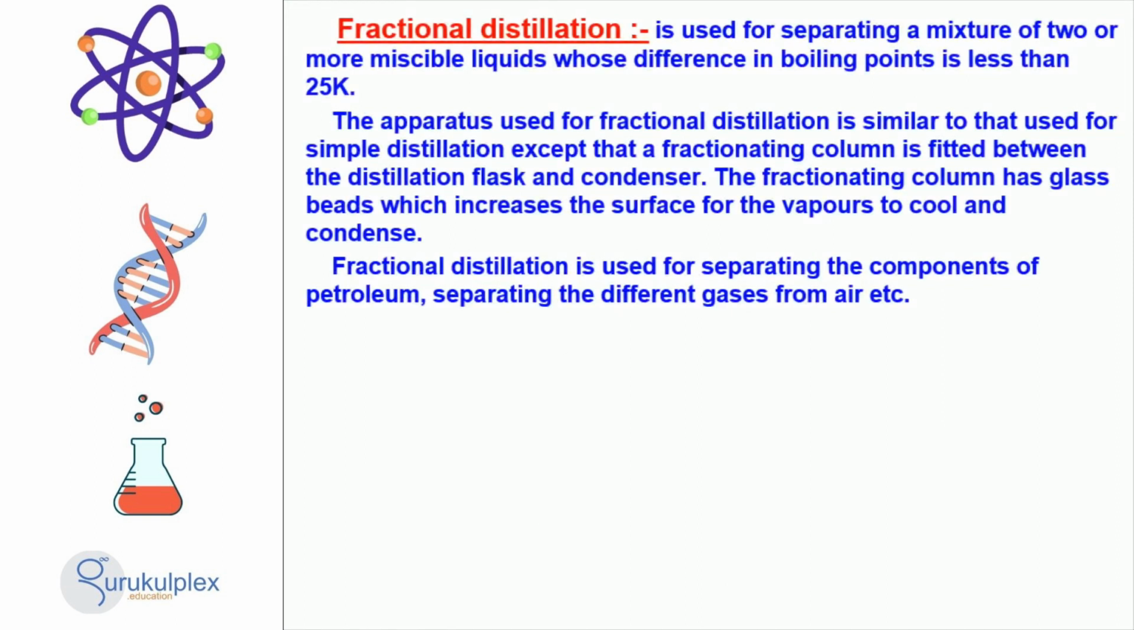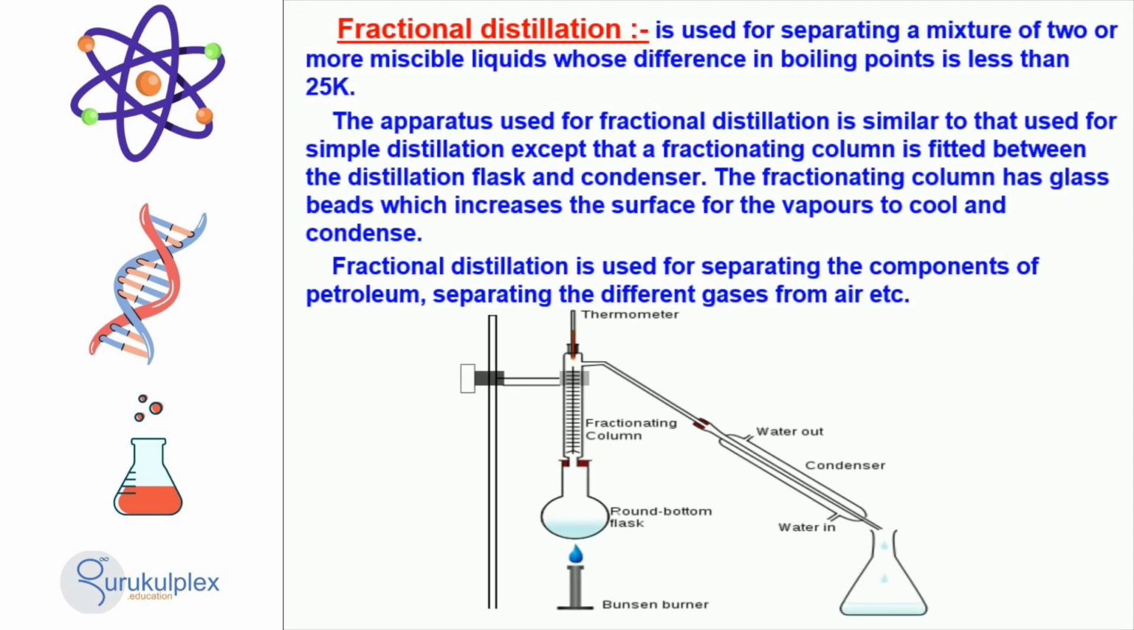Fractional distillation is a process employed to separate miscible liquids with boiling points within 25 K of each other. The equipment for this process is analogous to that of simple distillation, only featuring a fractionating column with glass beads that provides maximum surface area for vapors to condense. This method is frequently used for separating petroleum components, gases from air, or mixtures in laboratories.